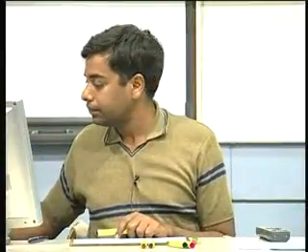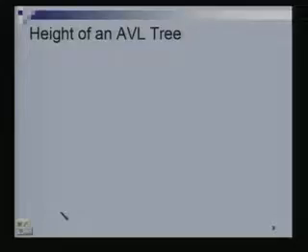Okay, good. So since we said that we are not going to have such kind of trees as AVL trees, let's try and figure out how bad the height of an AVL tree can be. So let's say I have an AVL tree of n nodes. If its height can still be as bad as n minus 1, I have not gained anything. So I would like to say something like its height is no more than log n or some such thing.